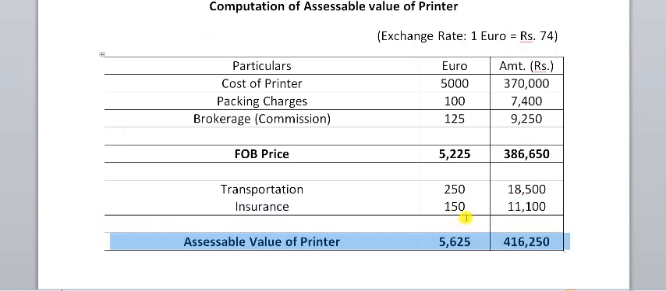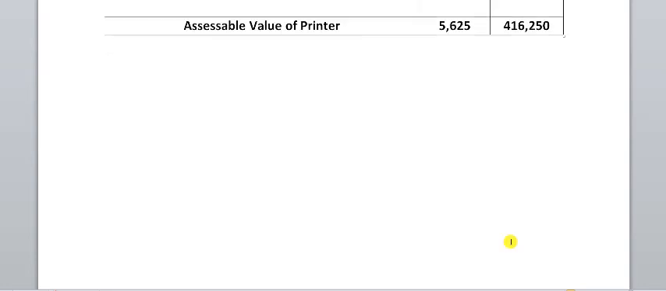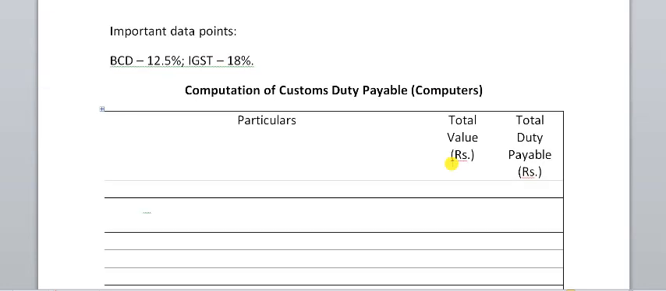So by this we will get the assessable value of printer 5,625, and the value in Indian rupees is 4,16,250. So this euro data is of no use for us further. While computing customs duty payable, we will take into account only the amount in Indian national rupees. So now let's find out customs duty payable in case of computers.